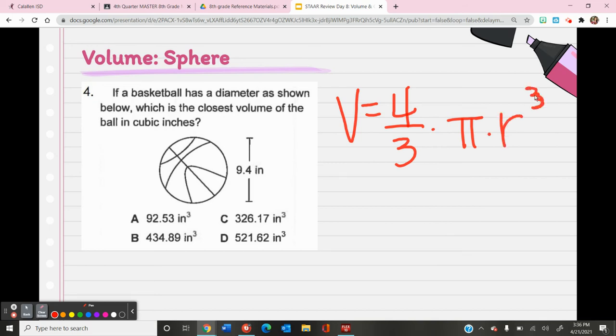Now, what a lot of students mess up on is they continue to square this. You need to make sure that you are cubing it. So again, cubing means to go to the third power.